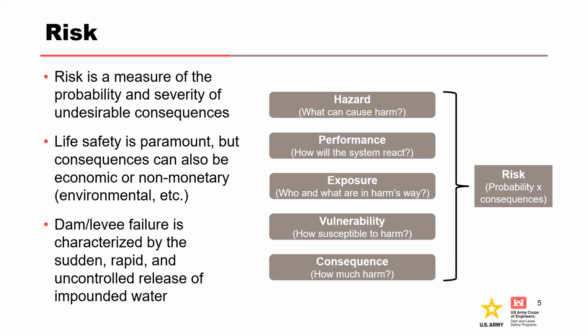In a risk assessment, we assess the probability of failure, which will be a function of the hazard, hydrologic or earthquake, and the structure's performance. Then we consider the consequences of failure, which will be a function of who or what is downstream at the time of breach, and the amount of inundation that results. For our purposes, the Federal Emergency Management Agency's definition for dam and levee failure is used. Failure is characterized by the sudden, rapid, and uncontrolled release of impounded water.